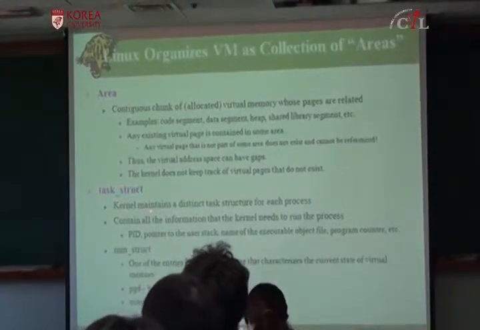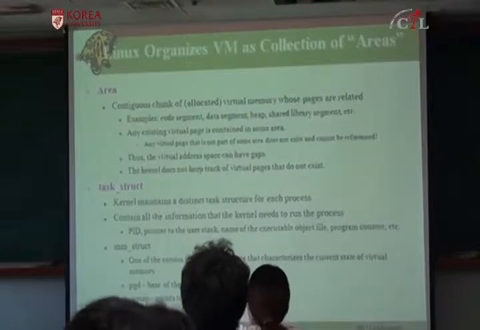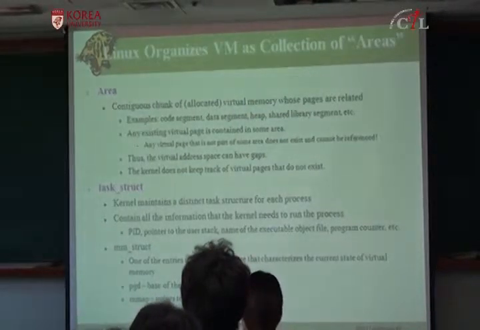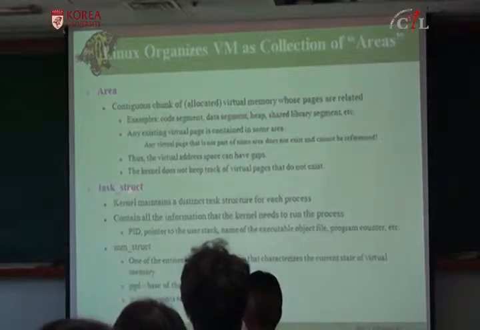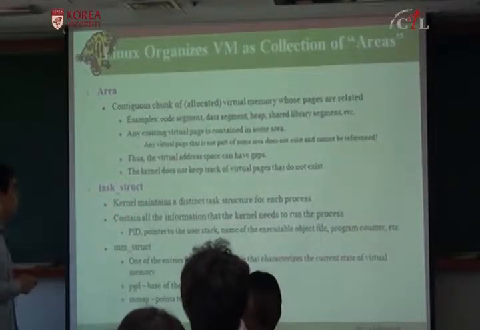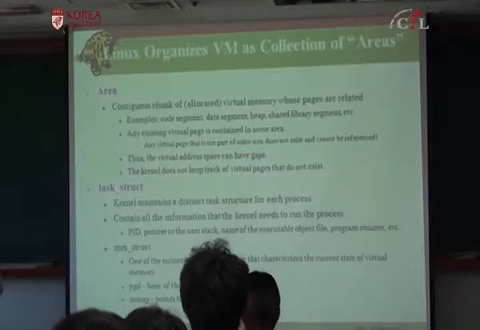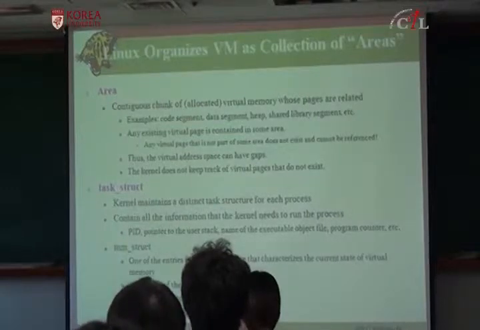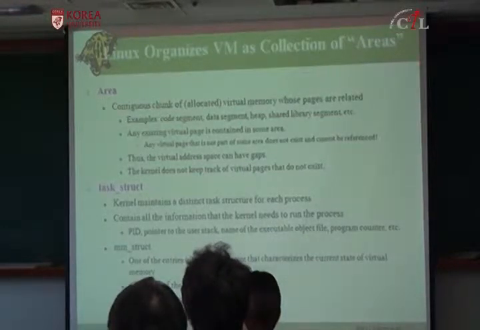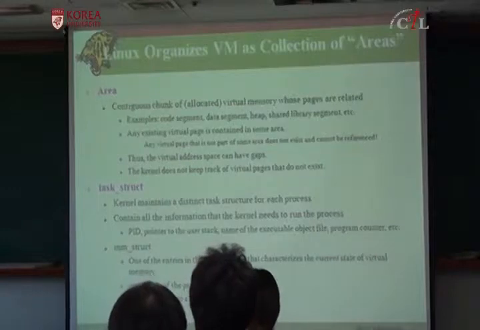And the kernel maintains a task structure for each process. So for each running program, the kernel maintains a data structure called the task structure. It contains all the information the kernel needs to run this process. Okay, so for each process, it has some data structure that's required for that process. It contains the process ID, the identification number, a pointer to the user stack, and the name of the executable object file. Okay, so from the same Internet Explorer file, you can create different processes. Each process is independent, but they are referring to the same executable file. And the program counter. Each process has a different current program counter, right?